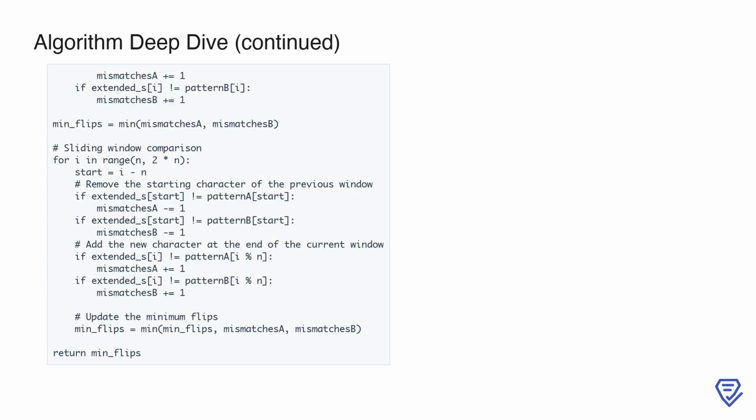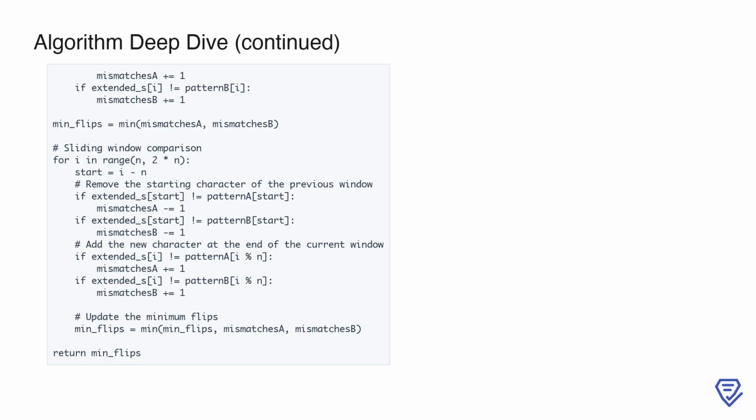The pseudocode breaks down the implementation step by step. First, we calculate the length of the string s and create the extended string s plus s. We then generate the two alternating patterns, pattern A and pattern B, based on the length of s. Next, we initialize mismatch counters for both patterns and calculate the mismatches for the first window of size n in the extended string. As we process the extended string, sliding the window one character at a time, we update the mismatch counters incrementally. When the window slides, we subtract the contribution of the character that exits the window and add the contribution of the new character that enters.